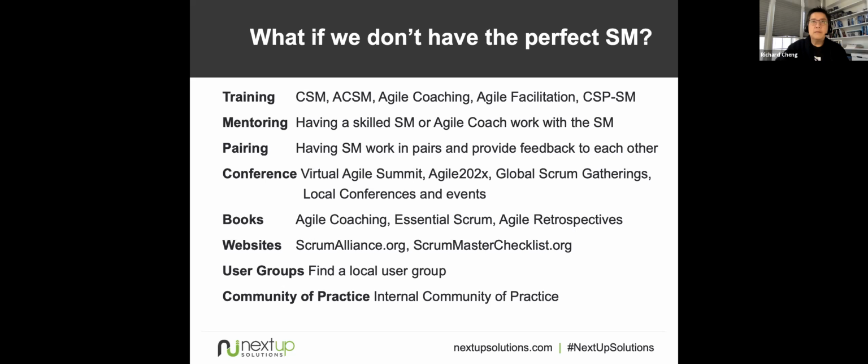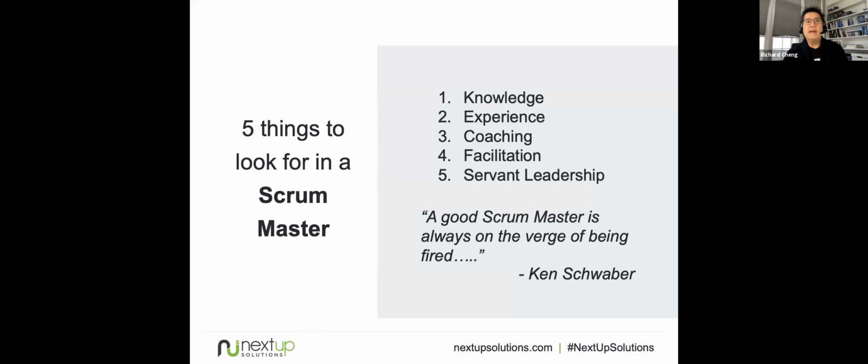Right. Now, once again, here are the 5 things I look for in a Scrum Master. There's a quote I added. A good Scrum Master is always on the verge of being fired. It's from Ken Schwaber, one of the founders of Scrum. Why do you think that is? If anyone has an idea, feel free to put yourself off mute and let me know. Why do you think a good Scrum Master is always on the verge of being fired? Any ideas, any thoughts as to why that might be?